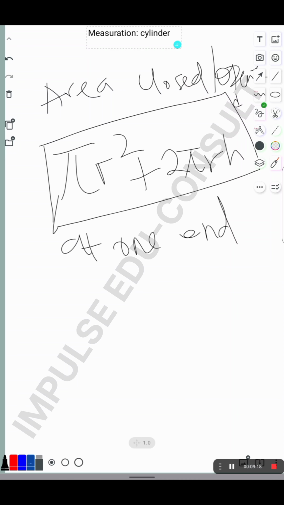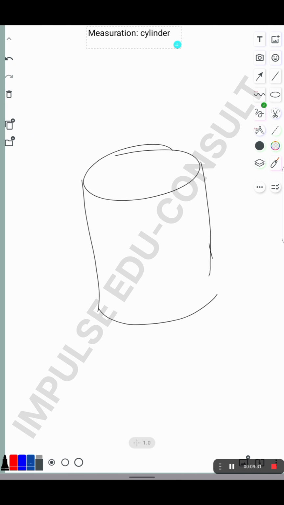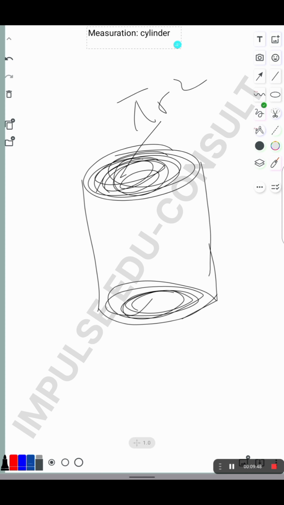Now, to find the total surface area of a cylinder. If we are talking about the total surface area of a cylinder, that means the cylinder is closed at both ends. This place is closed and the base is closed. The top is closed and the base is closed. So definitely we have the area here, which is pi r squared, and the area here, which is pi r squared.